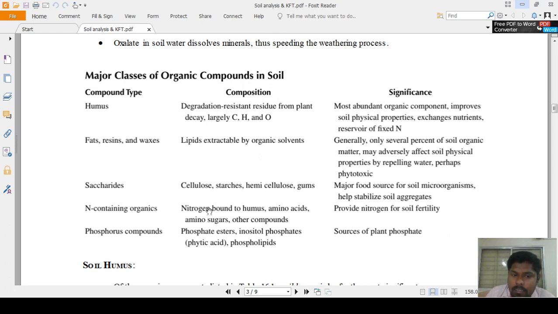Nitrogen containing organics like nitrogen bound to humus, amino acid, amino sugars, other compounds, they provide the nitrogen for soil fertility. Phosphorus compound, the phosphate esters, then the inositol phosphates, that is called phytic acid, and the phospholipids, that is the source of plant phosphates.